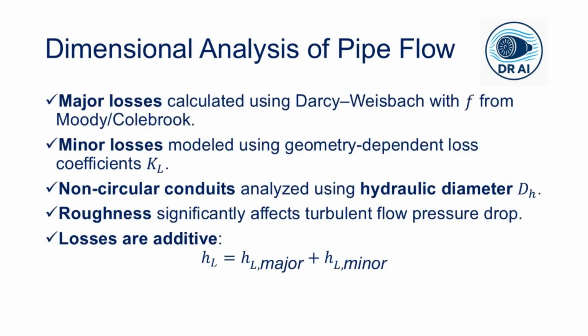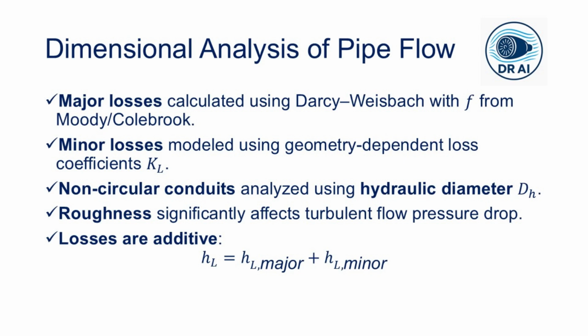So let us bring this all together. Today we built the practical toolkit for analyzing pipe flow. We used dimensional analysis to define the friction factor f, which encapsulates the complex physics of turbulent flow into a single parameter that depends on Reynolds number and the relative roughness. We introduced the Darcy-Weisbach equation, which is HL equals f L over d times V squared over 2g, for calculating the major losses in straight pipes. We also learned to use the Moody chart and the Colebrook formula to find the friction factor f.